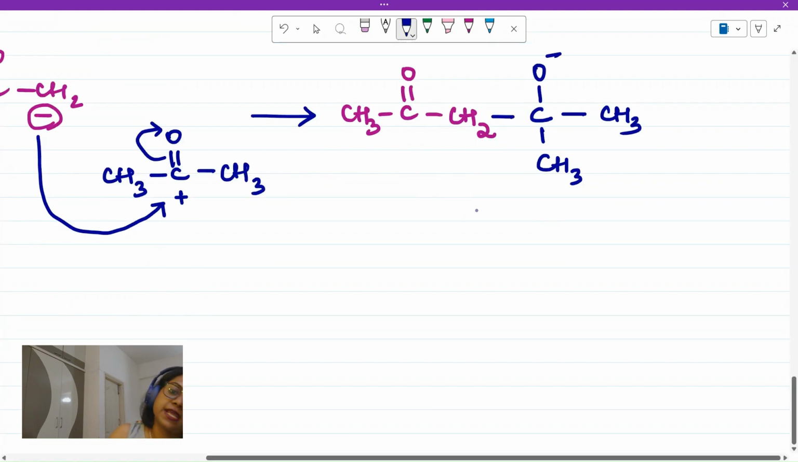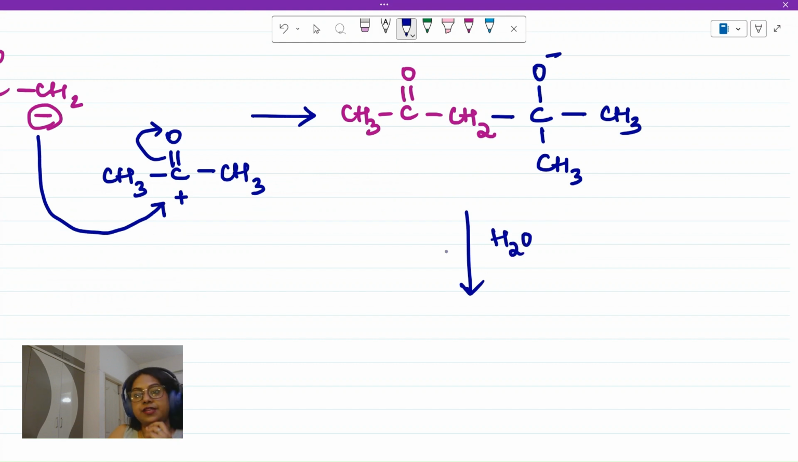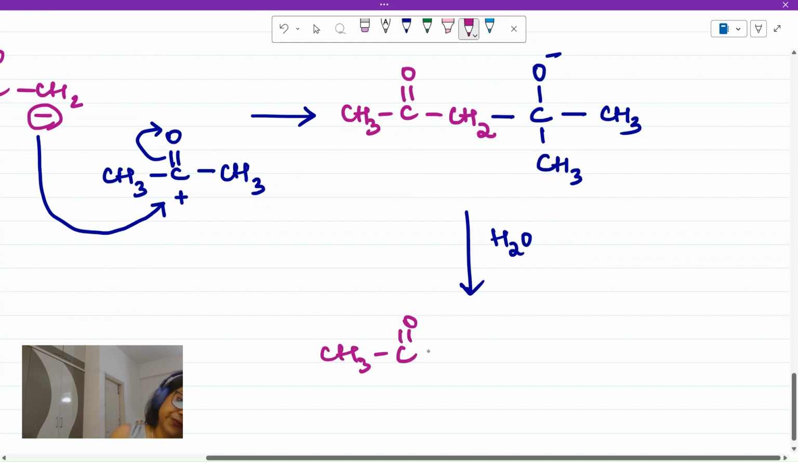You give water, and as a result, one of the hydrogens of water, H plus from H plus and OH minus, moves to this, and you get CH3, CO, CH2, and the next part of the molecule begins with C. This becomes OH, right? Hydrogen is taken from water, CH3, CH3.